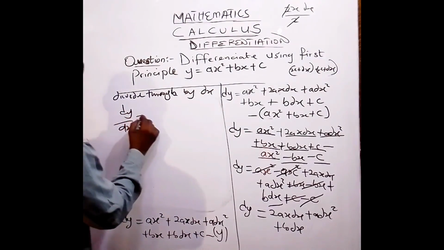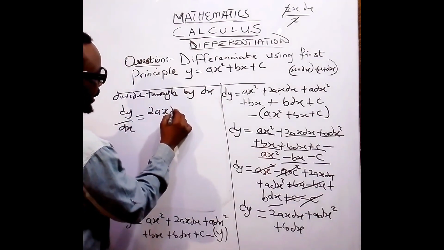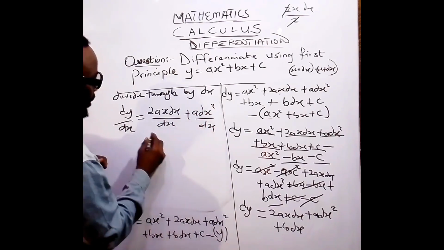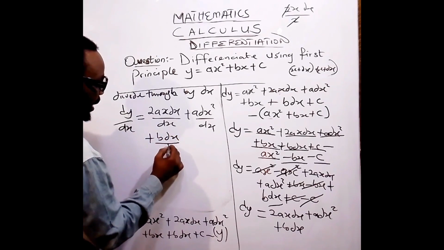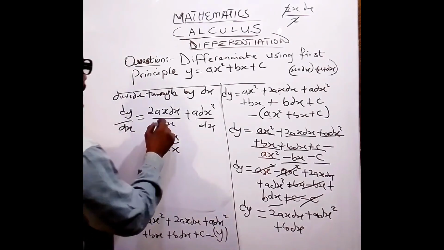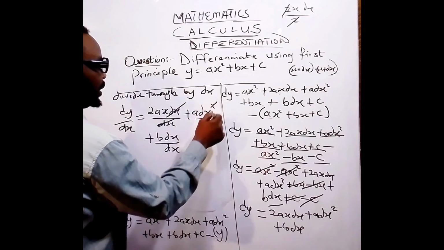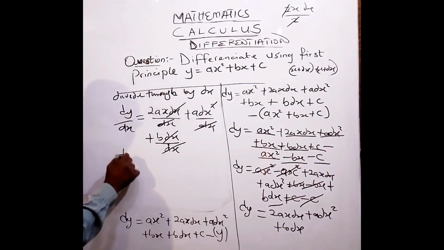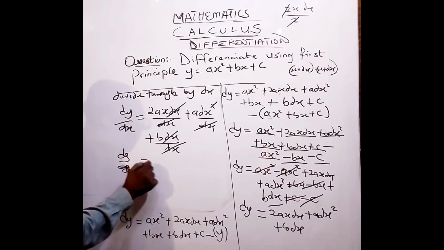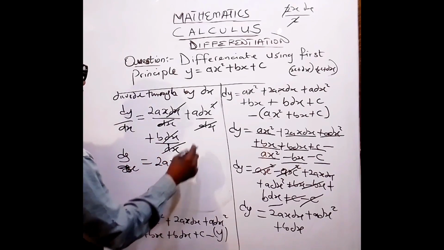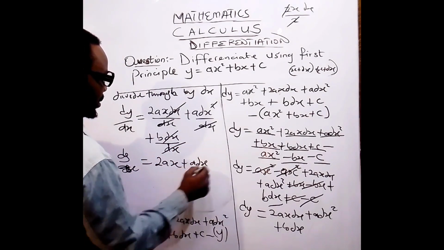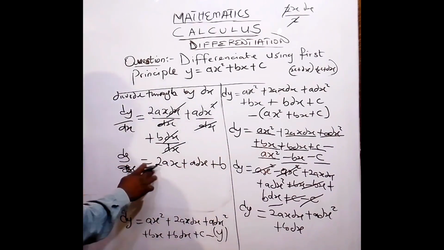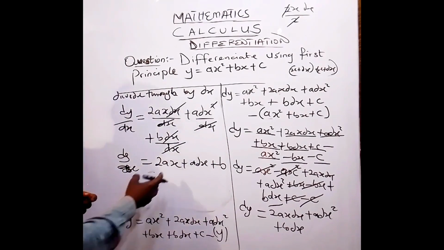We are going to have y over x, I've divided this side now, will be equal to 2ax dx over dx plus a dx squared over dx plus b dx over dx. So whereby this dx will go here like this. One of these dx will also go where this dx also goes. So we are left behind with dy over dx equal to 2ax plus a dx plus b.